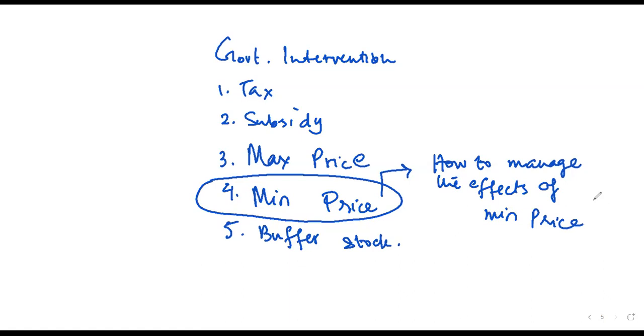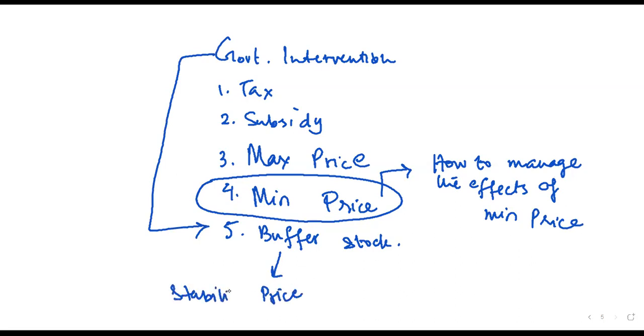Getting it? Okay. And a fifth way of how governments can help in the market, or how they intervene, is through buffer stock, which is either to stabilize price or to stabilize income. Similar.